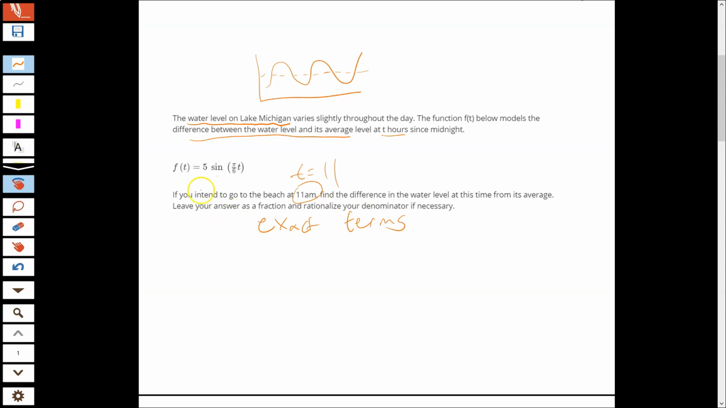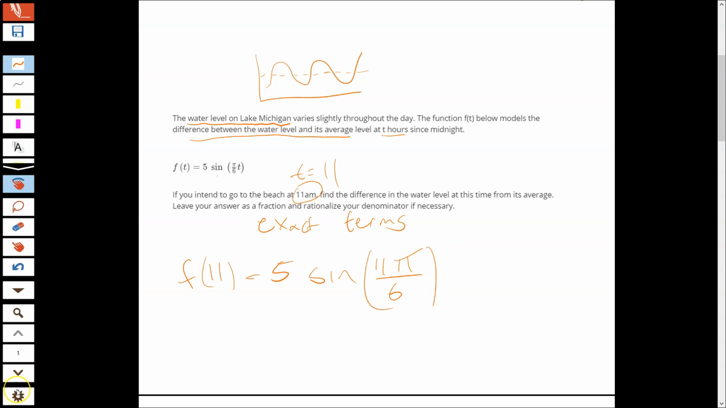In other words, we're going to use a value off the unit circle and not give a big decimal that we have to round. Okay, so I'll say f of 11. This becomes now a lot like that last Delta Math lesson. 5 sine, and then 11, I'll just write it in front. So 11 is my t, right? But it's 11 pi over 6 is what I get when I multiply pi over 6 times t.